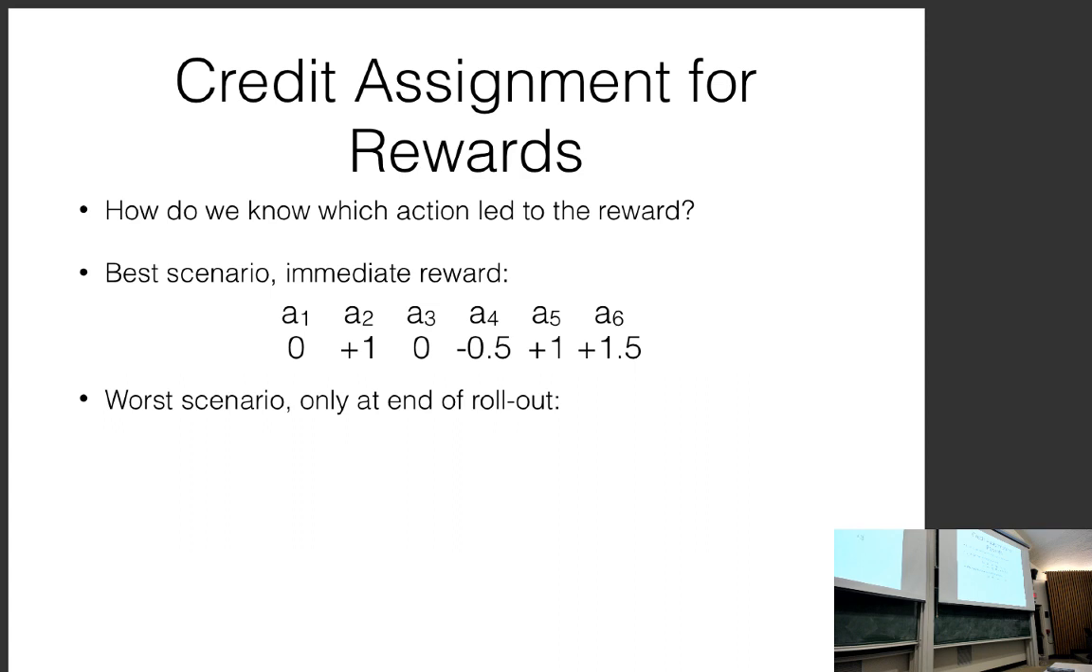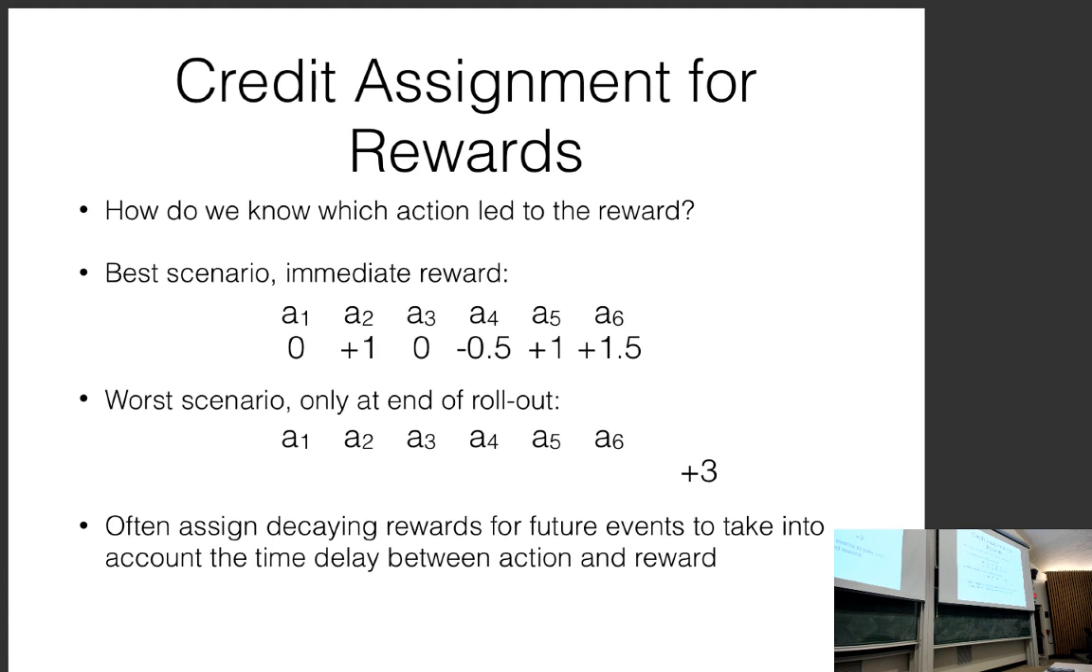Then the worst scenario is only at the end of the rollout, where we only get a reward at the very end. And then we try to guess which of the actions was the one that gave us a good score, which gave us a bad score. One of the reasons why reinforcement learning for NLP is hard is that in many of the cases where we do reinforcement learning for NLP, we're considering only rewards we get at the end of a long sequence of actions. So that's something we need to keep in mind.